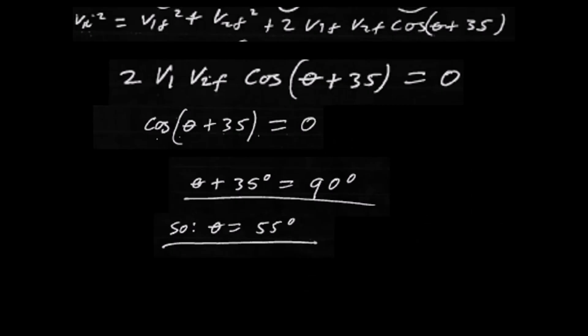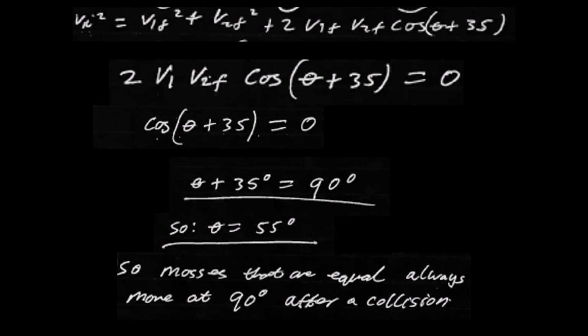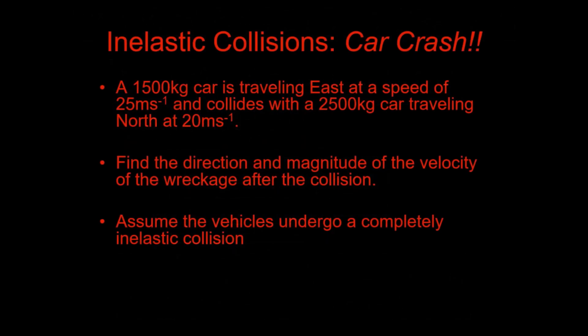I tend to just remember the total angle is 90 degrees. And that means that if we've got 35 degrees for one proportion, 55 is for the other. But you can derive it should you feel the need. But mathematically, that means that masses that are equal will always move at 90 degrees to one another after a collision that is elastic. So that's an elastic case, a very specific elastic case, where the masses are equal and one velocity is zero.